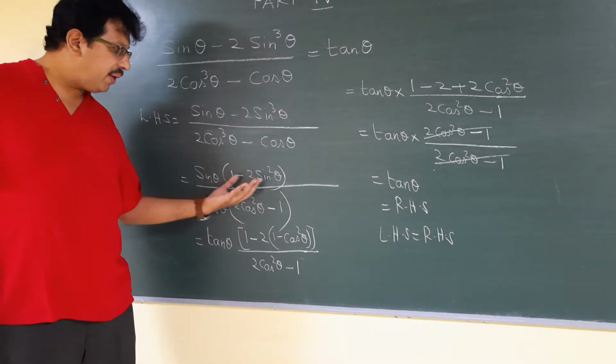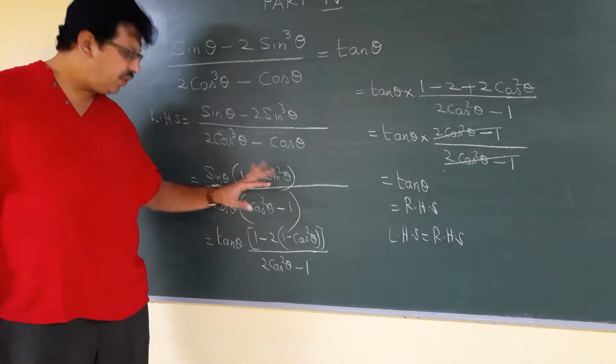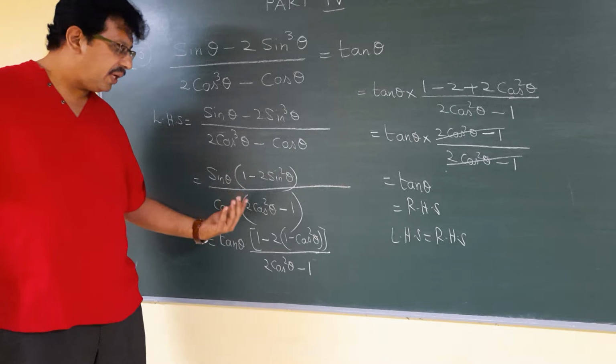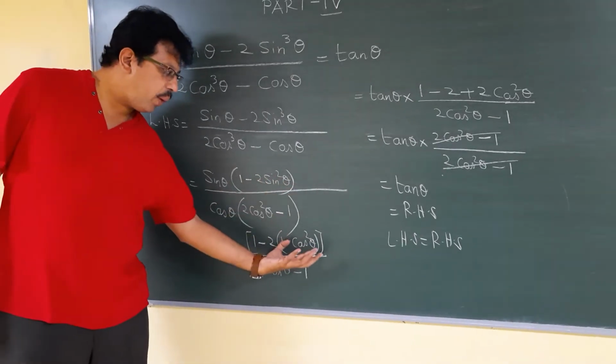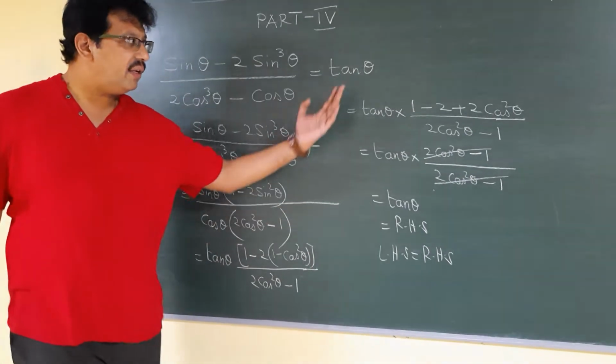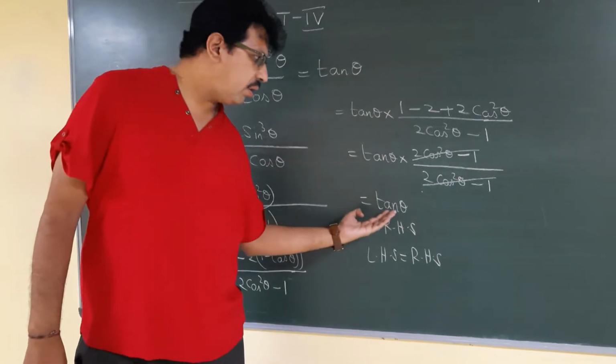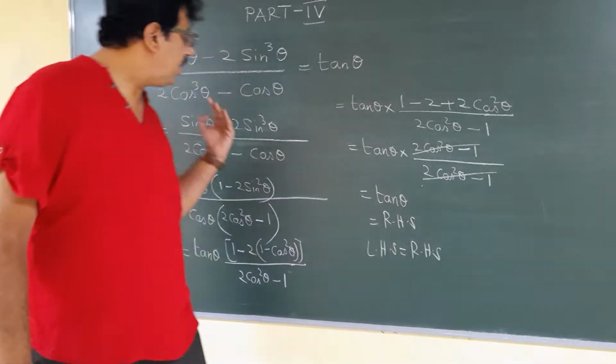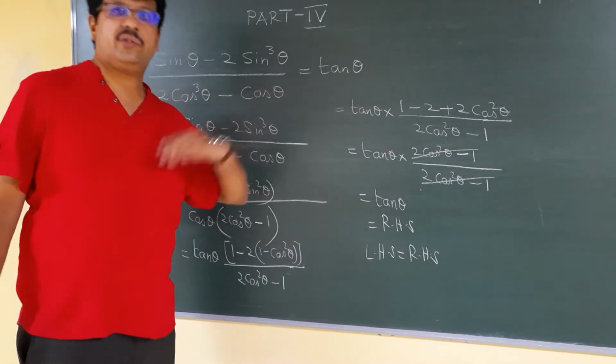Then we have to be very careful in solving these because we need to cancel these two terms, 1 minus 2 sin square theta and 2 cos square theta minus 1. We don't want these two terms. So how to do that? We have changed sin square theta as 1 minus cos square theta. And then we have simplified and we got this tan theta. That's how we got LHS equal to RHS.